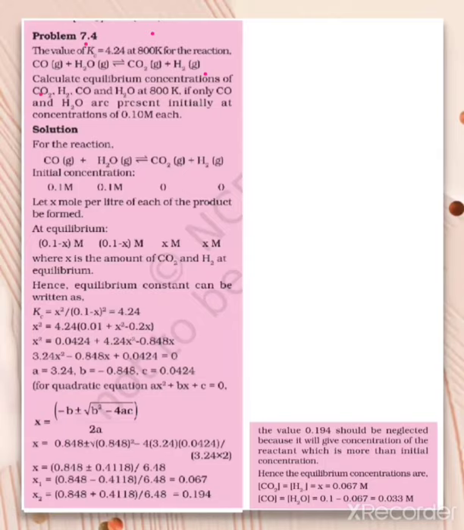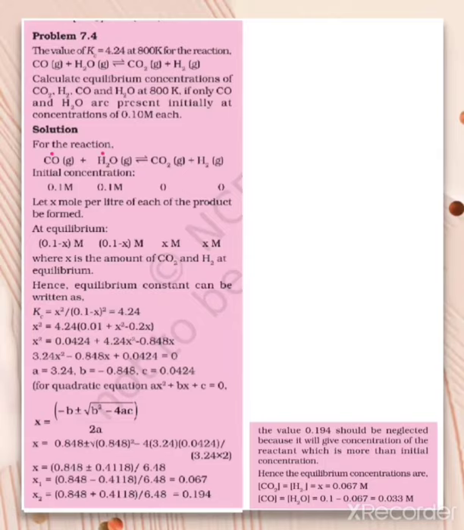Here it is given that only CO and H2O are present initially at the concentration of 0.1 M each. So initially only reactants were present, that is CO and H2O, and the initial concentration is 0.1 M. So the question is, what will be the concentration of all these, reactants and products, at the equilibrium stage? How can we do this?